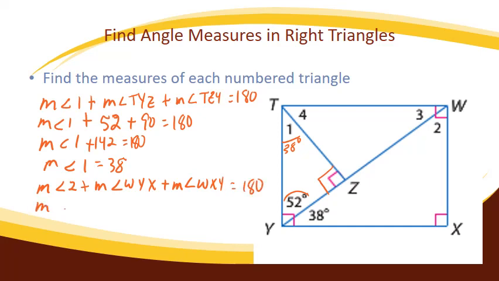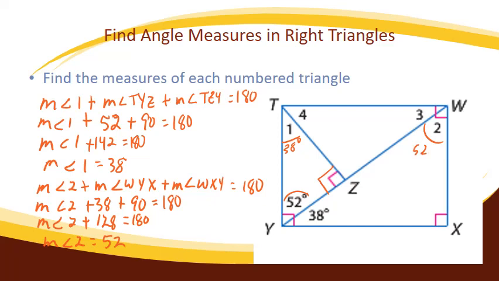And then we got the measure of angle 2. Let's see, and WYX is 38. And the measure of WXY is 90. And that equals 180. So we got the measure of angle 2 plus, let's see, 38 and 90 is 128 equals 180. And let's subtract 128 from both sides. And so the measure of angle 2 then must be 52. All right, so here we got this angle, and it's 52.